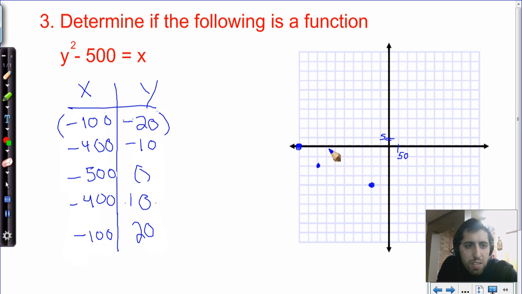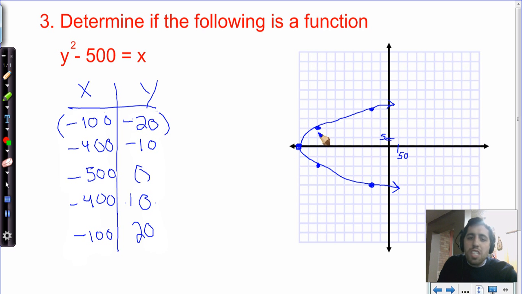And now we just have kind of mirrored points. Negative 400, now positive 10. Oh, I guess I could have left it. Negative 100, positive 20. So what is this one going to look like? It looks like it's curving a little bit. But this is what it looks like.